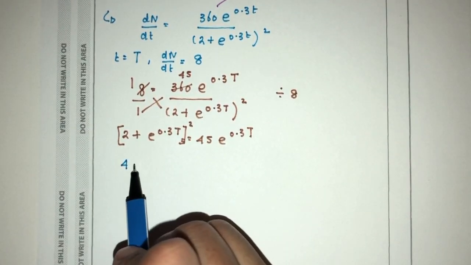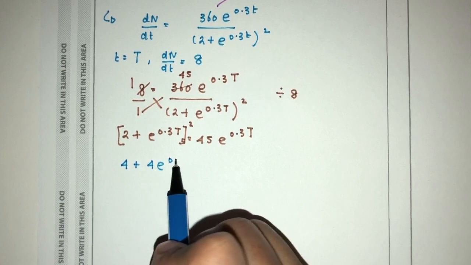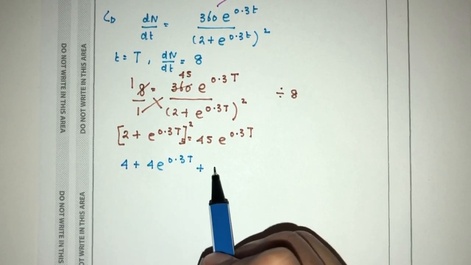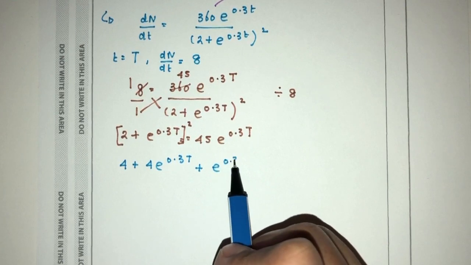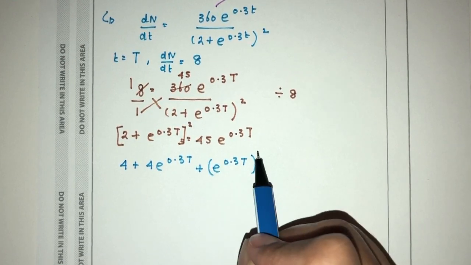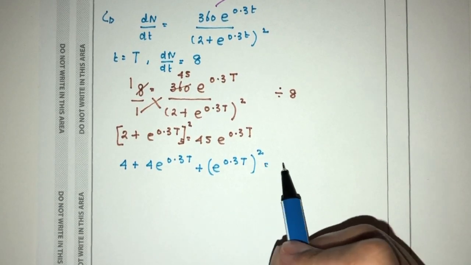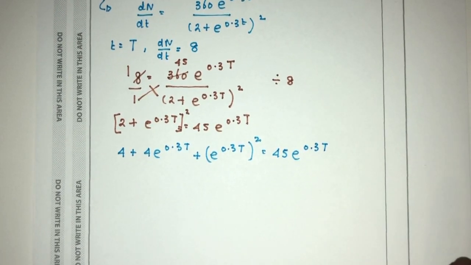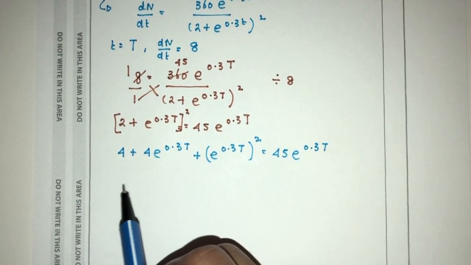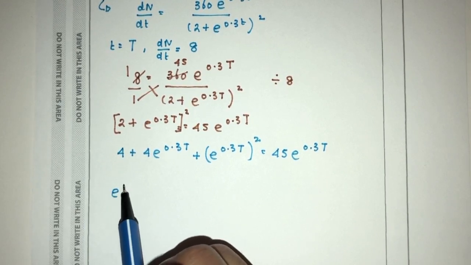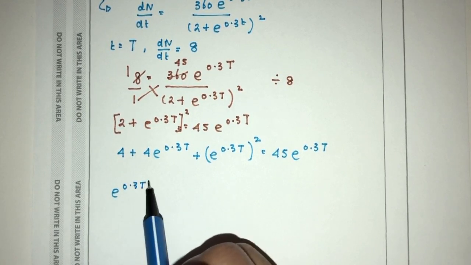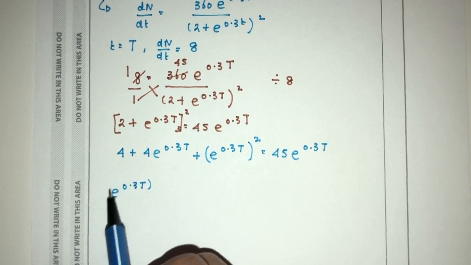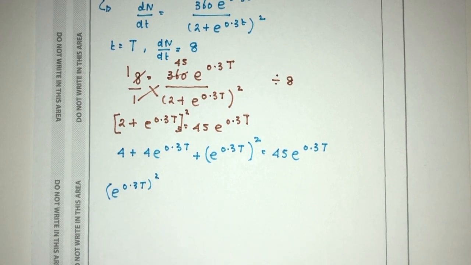Now we can expand and simplify to see what happens. That will be 4 plus 4 exponential 0.3t plus the value of exponential 0.3t square, right? That will be this. Now again, we have 45 exponential 0.3t. Now let's send everything to one side. You will have what? So let's send this over here. Or we can keep this outside for now. Why not? Keep this outside so we can use this afterwards when we have to solve the quadratic equation. That's the main idea for now.